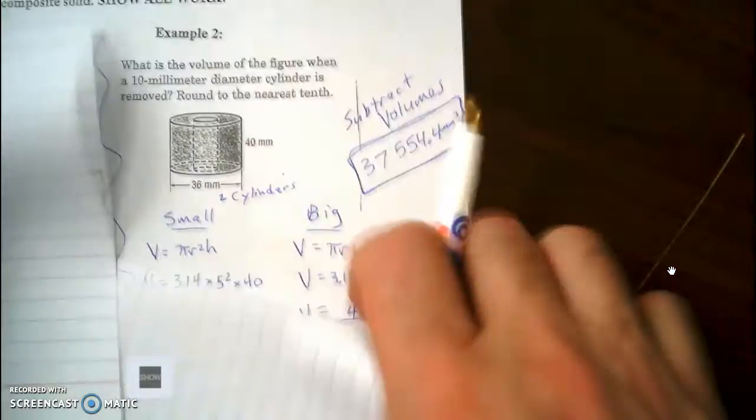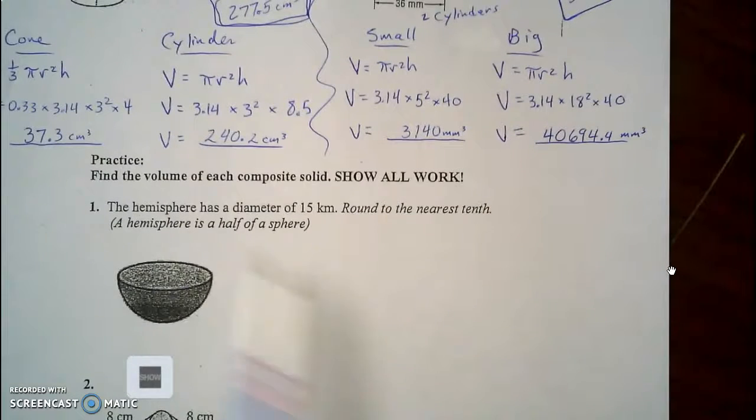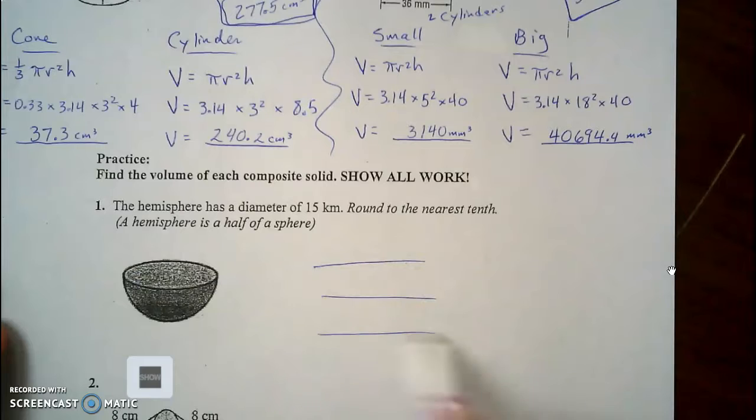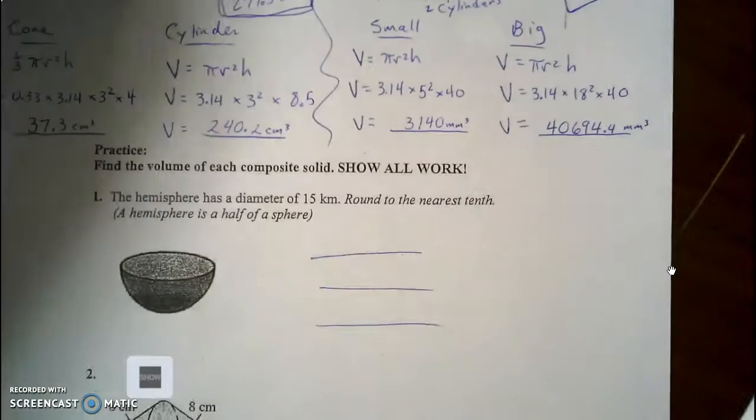Okay, so let me show you what the assignment looks like. You'll have to find the volume of a hemisphere. That's half of a sphere. So just find the volume of a sphere, divide it by 2. But you have to show work. You're still going to have to do the 3 lines like in the assignment, the formula, the setup, the answer. Divide it by 2.